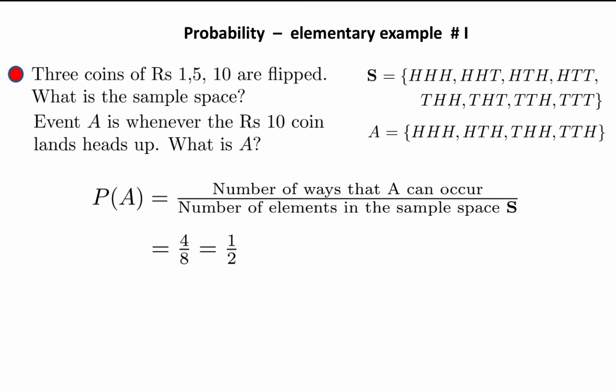We've looked at sample spaces and events. Now let's actually calculate some probabilities using them. So this is the earlier example of 3 coins of 1, 5, and 10 rupees which are flipped. This is the sample space for that. Let's look at the probability of event A, where event A is whenever the 10 rupee coin lands head up. And that is this set with 4 elements in it. The sample space has got 8 elements in it, and so by our rule that the probability is the number of ways that A can occur divided by the number of elements in the sample space S, that is then 4 over 8, which is 1 over 2.